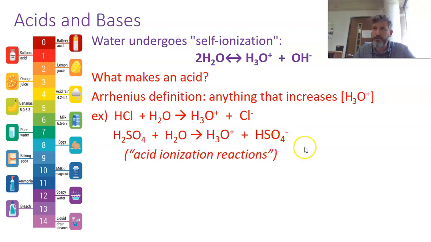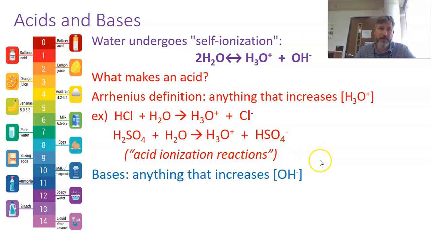Both of these are referred to as acid ionization reactions or acid ionization equations because we're forming positive and negative ions. Now, bases, on the other hand, according to Arrhenius, are anything that increases hydroxide, so just the opposite. In pure water, we have hydronium and hydroxide in equal amounts, and at very, very low concentrations. But acids are going to cause the hydronium to jump way up. Bases are going to cause the hydroxide to jump way up. Now, the way that a base does that, so for example, LiOH is an example of a base.